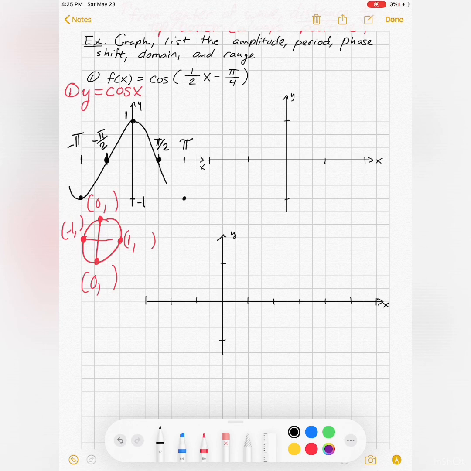Now, notice a couple of things. Really, I only need to show one full period, and the period is 2 pi, right? I know after this, the graph just repeats. So this would be a sufficient graph because I've shown a full period. Now, notice my labeling. I need to make sure everything's very carefully labeled.